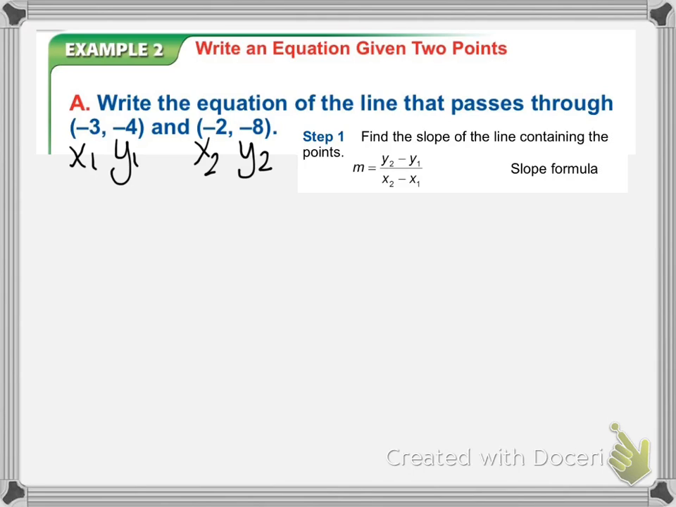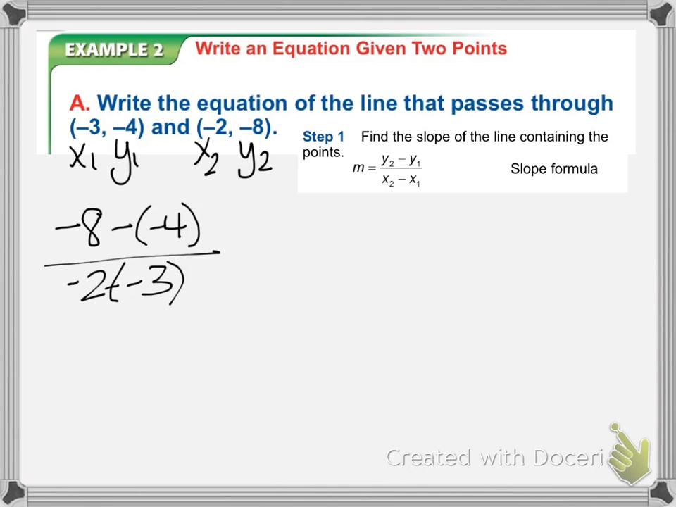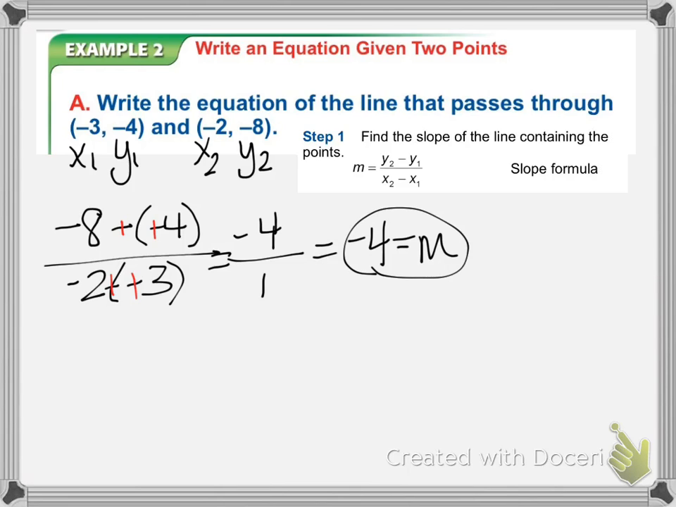All right, so we have -8 minus -4 over -2 minus -3. Okay, so those minus negatives are going to switch to pluses. All right, and then what you have left for your slope is -4 over 1. Okay, you can shorten that to -4.